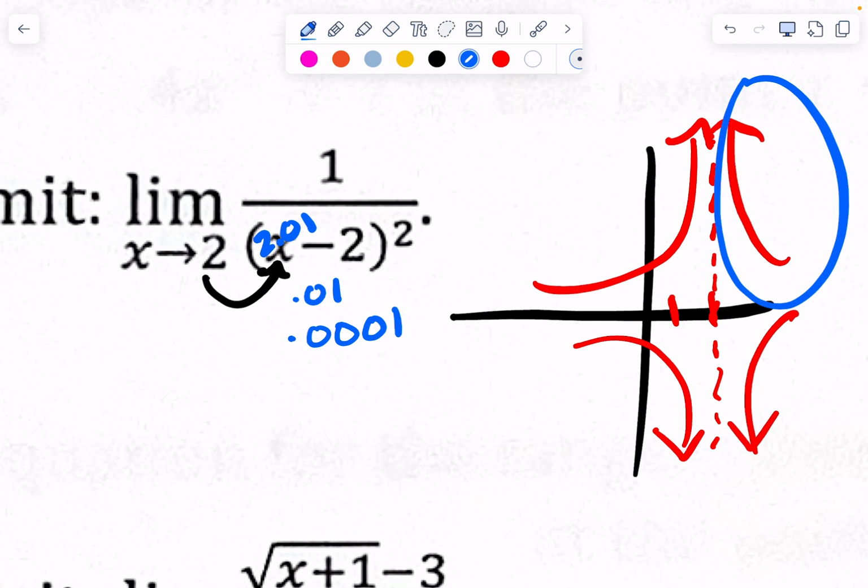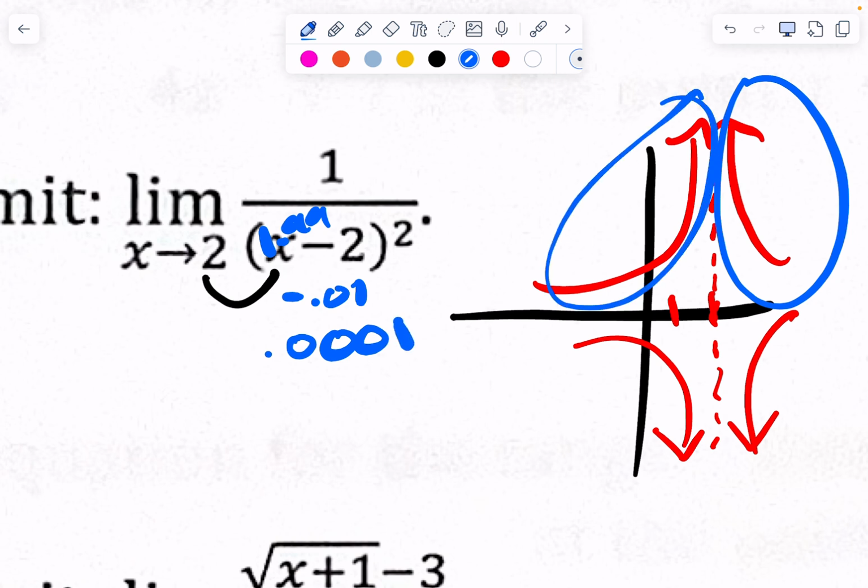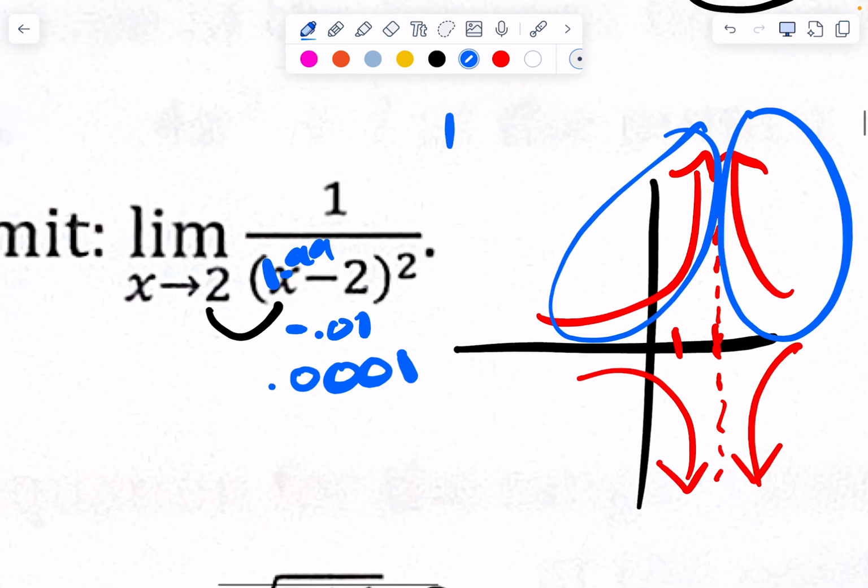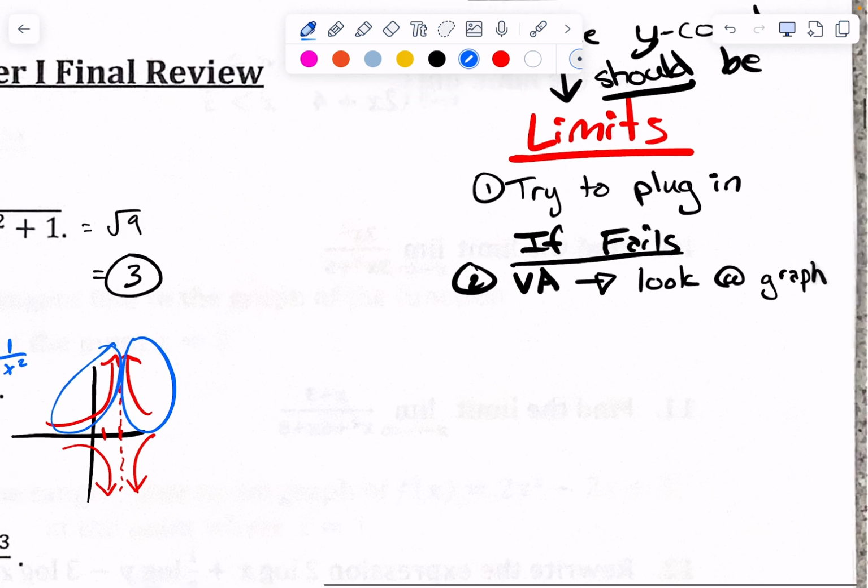If I plug in a number that's really, really close to 2 on the other side, like let's say 1.99, that is negative 0.01, but by the time I square it, it's again 0.0001. 1 divided by that is positive. So it's doing this. Do you know that 1 over x squared, its parent function, looks like a volcano? Do you know that? Yeah? Maybe we need to add that to the list over here.